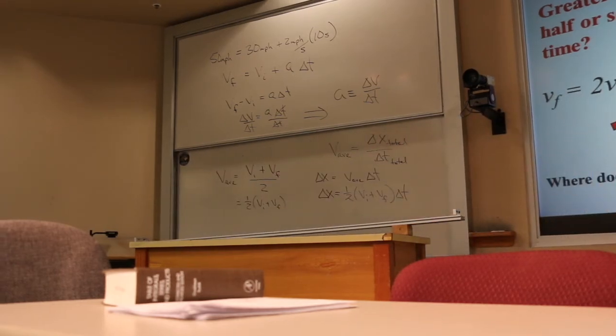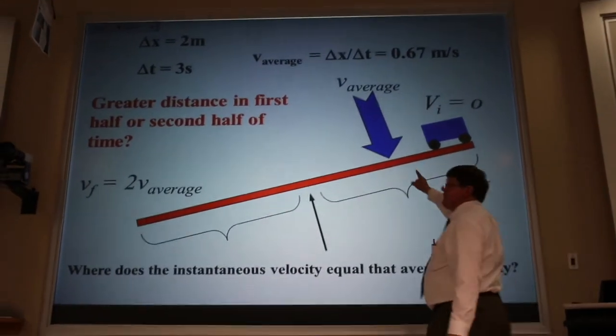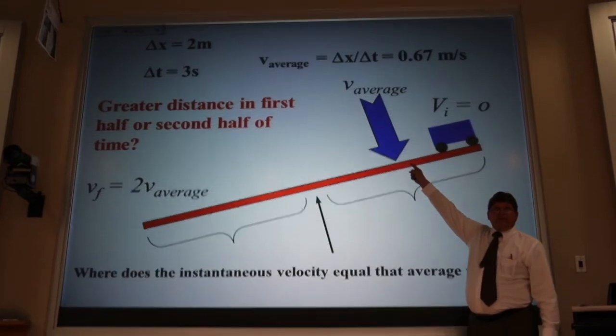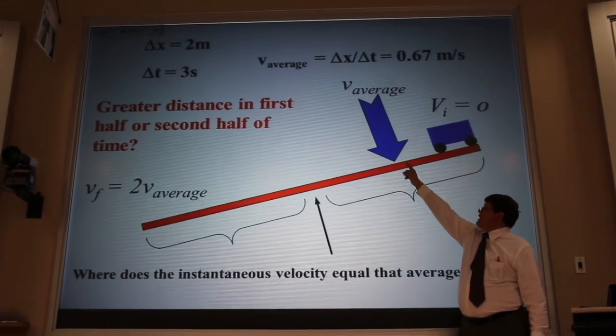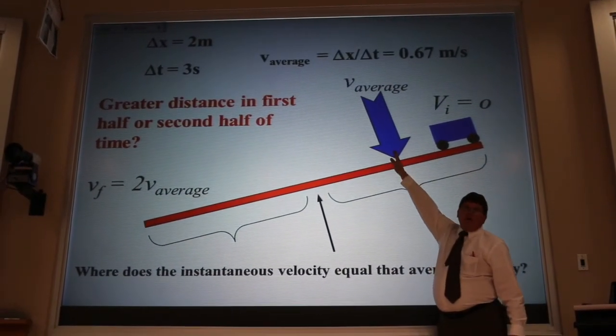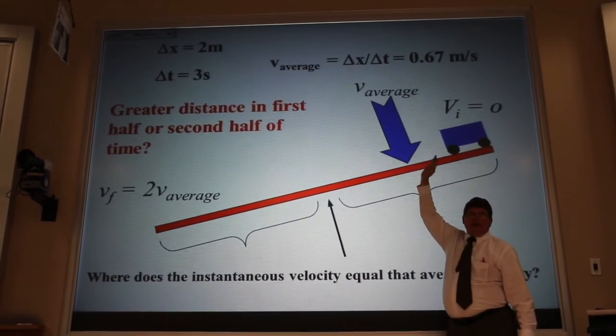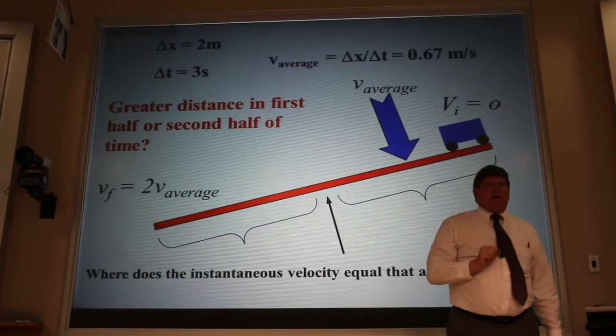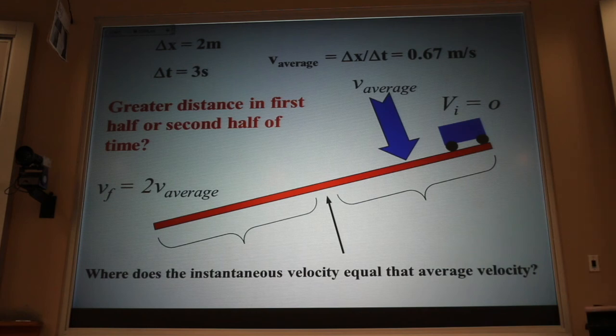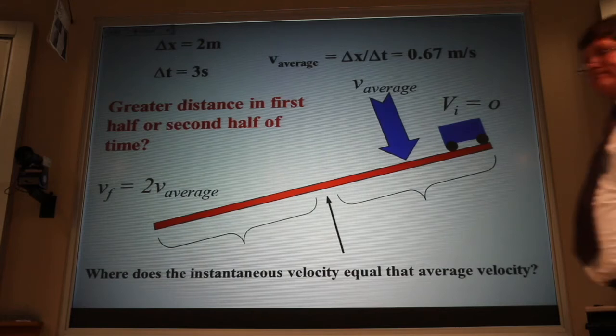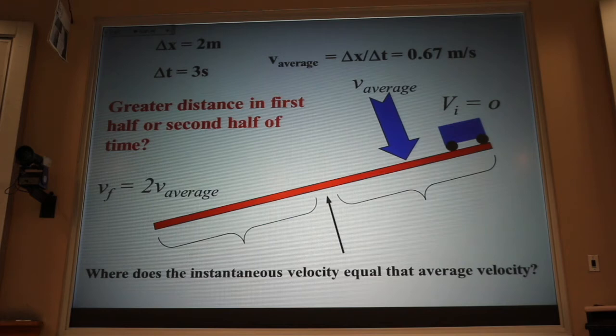And we can show, I'm not going to do it because I don't have time right now, that V instantaneous and V average have the same value 1/4 of the way down the ramp. Exactly 1/4 of the way down the ramp. See if your neighbor is convinced that it's in the upper half of the track. Don't worry about the quarter, just the upper half.